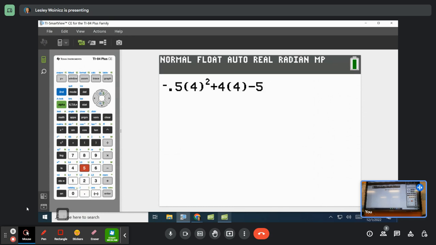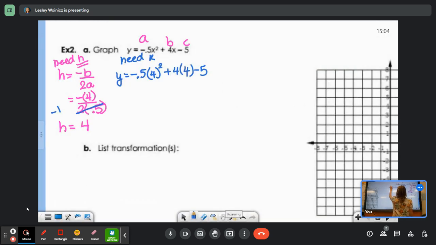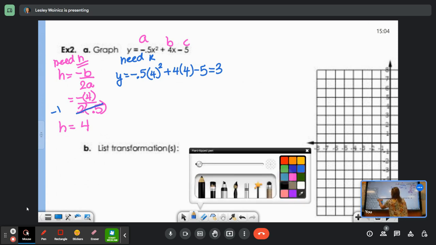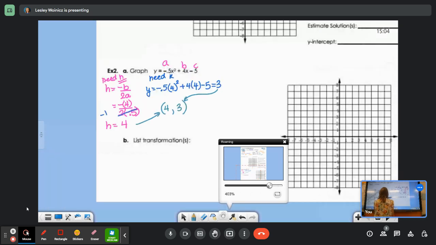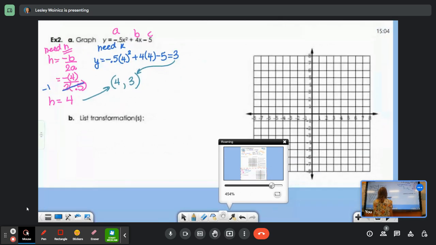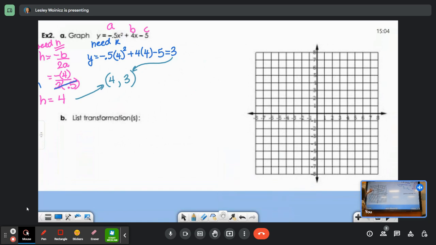All right. Everybody got 3? Boom. Okay, so our K is 3. So now we have our H and K. We know that our H was 4. We plugged that in and we got a K of 3. Okay, 4, 3, that's right here.